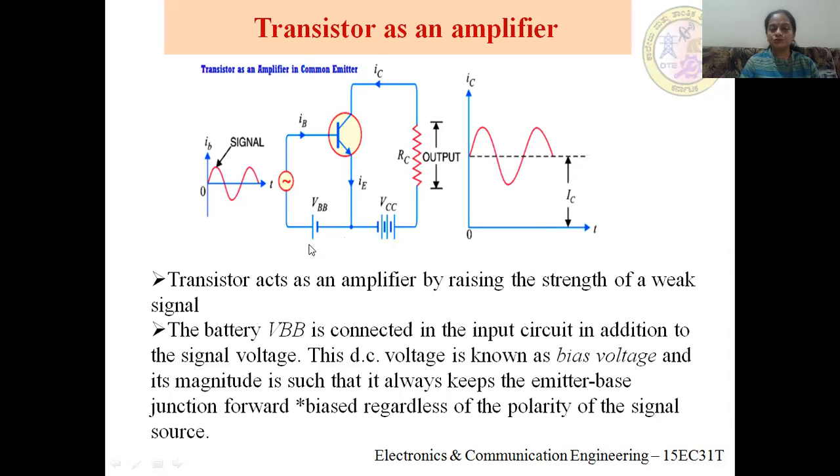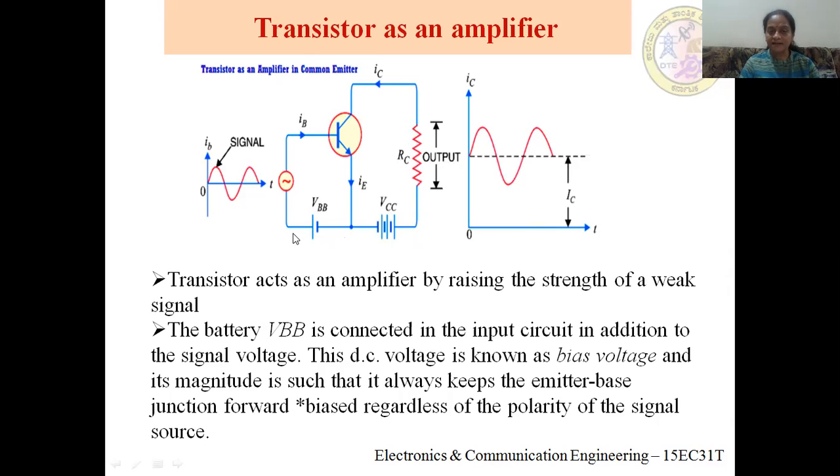We have used two batteries, VBB, which is connected across the base terminal, and one connected across the collector terminal. So in addition to the signal which you are going to amplify, we have connected the two batteries, VBB in the input circuit and VCC in the output circuit. And these voltages are called DC voltages. These are not AC, understand the difference.